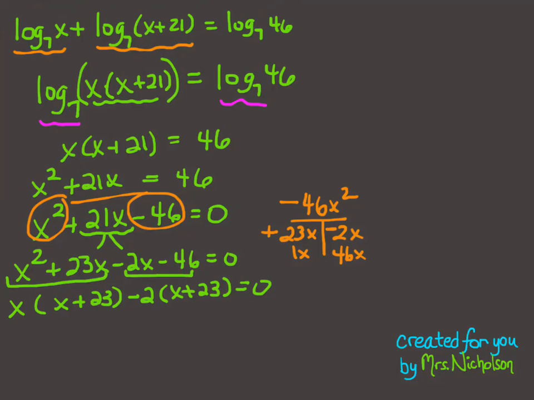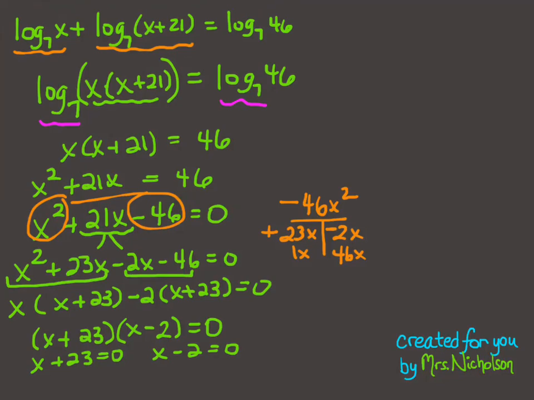So now I've got two terms, they both have an x plus 23, so I'm going to factor that out, x plus 23, and x minus 2. Those are my factors. And then, of course, if I'm multiplying two things together and the answer is 0, then either one of those factors could be equal to 0. And so I'm going to say x plus 23 equals 0, x minus 2 equals 0, and therefore x is equal to negative 23 and x equals positive 2. And those would be my final answers.